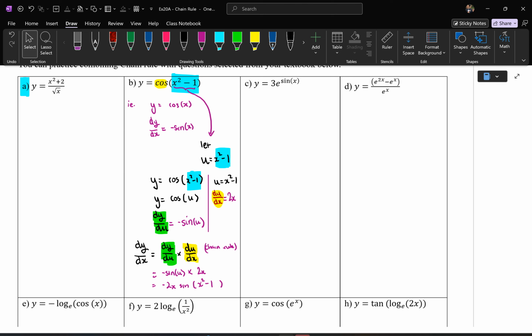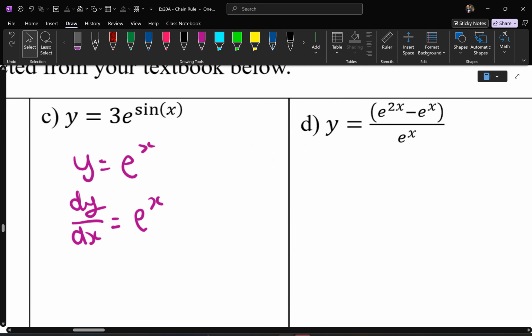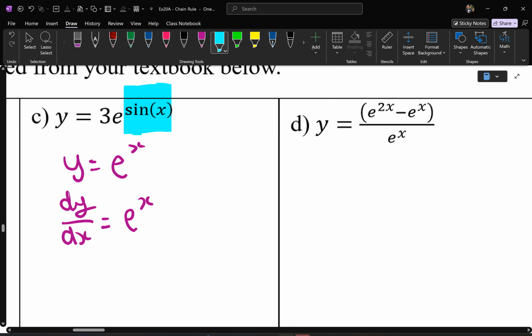So here, the template should be y equals e to the x. Now, based on the rules I gave you, if the function's e to the x, what's the derivative? Yeah, it's the same itself. So this is ideal. This is what we want. But we don't have x. We've got sine of x. That's a problem. So what do we do? Same thing as before. We look at this and say, this is a problem. I wish it wasn't sine x. I just wish it was x.